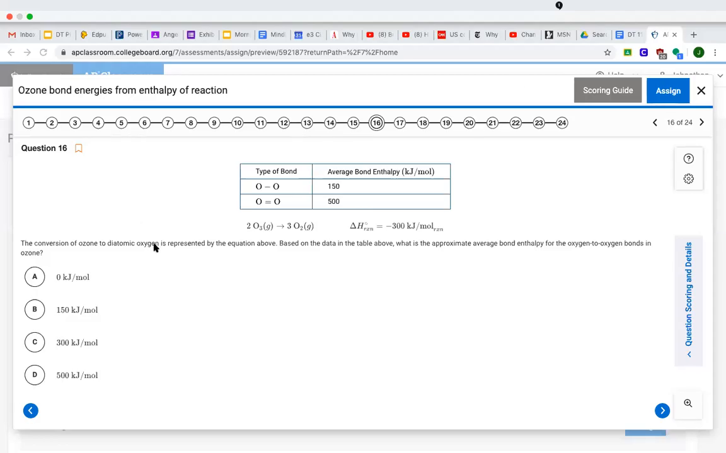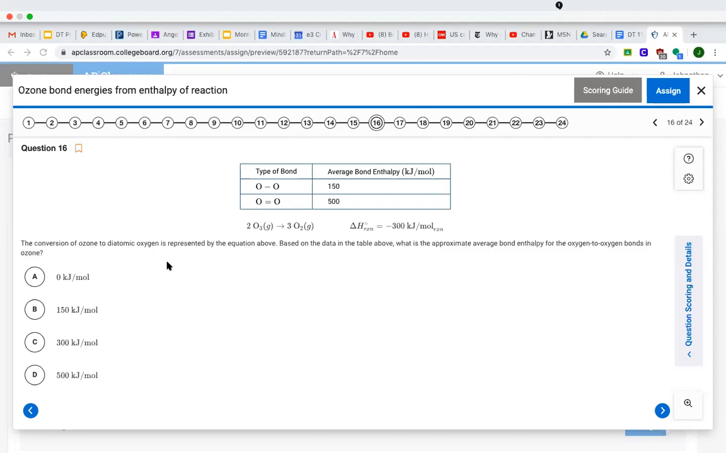Okay, so this is a bond enthalpy question, and it says the conversion of ozone to diatomic oxygen is represented by the equation above. Based on the data in the table above, what is the approximate average bond enthalpy for the oxygen to oxygen bonds in ozone?